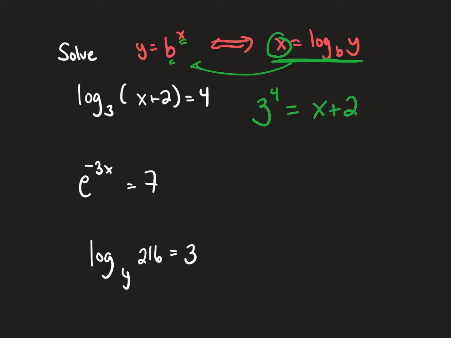So remember, switching to log is just a rearrangement of the terms. 3 to the 4th is 81 equals x plus 2. And then I'll simply subtract 2, which gives me 79.